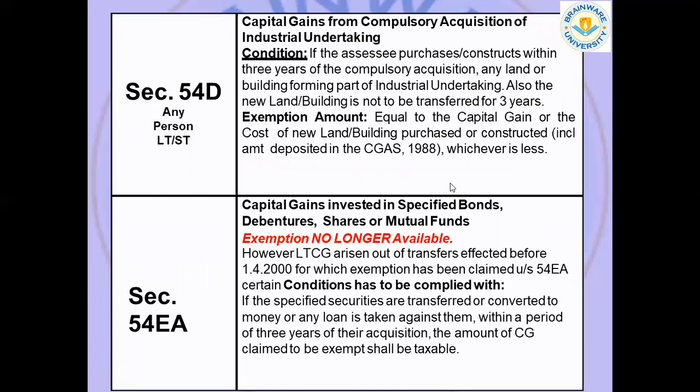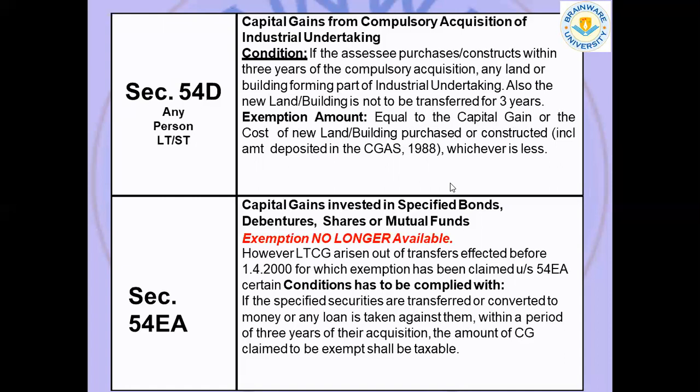What about the 54D? That is a capital gain from compulsory acquisition of an industrial undertaking. If the government gets a compulsory acquisition and you are gaining some amount from the government, in that case, under section 54D exemption will come. And obviously, look at the point, the condition is if the assessee purchases or constructs within 3 years of the compulsory acquisition any land or building forming part of the industrial undertaking. So whatever amount you are getting from the compulsory acquisition by the state or the central government, the amount will come under the head capital gain.